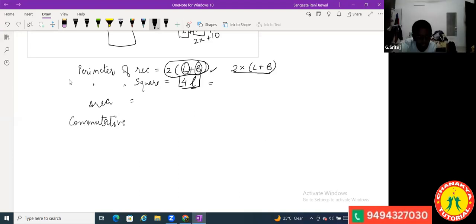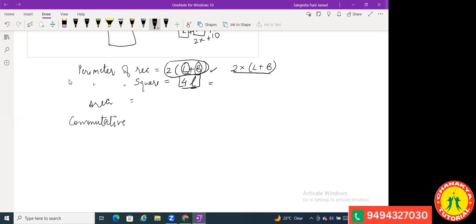When you change the order of the numbers, like 2 into 3 and 3 into 2, it gives the same answer. That's right, what you said, but that is for multiplication, like A into B is equal to B into A. Now we are talking about commutativity of addition. That is A plus B will be equal to B plus A. Suppose we have two numbers, I can write 2 plus 3 will be equal to 3 plus 2. Both the answers are equal.